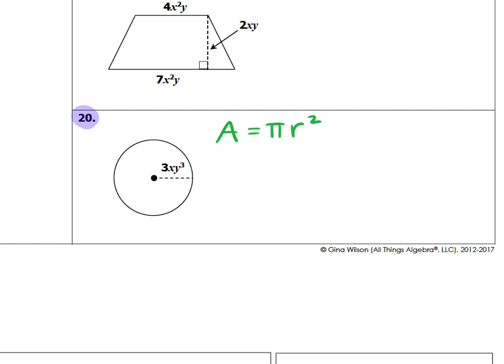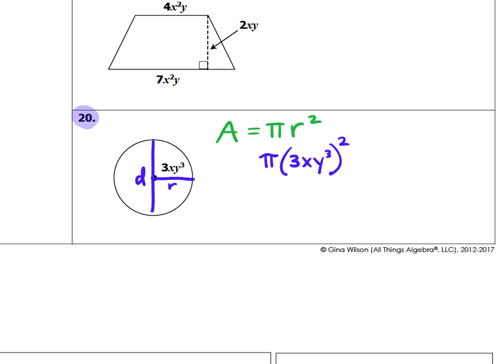And if you recall, in working with circles, the radius is the segment that goes halfway across. So that would be a radius. This whole thing would be a diameter. We don't need a diameter, we just need the radius. So this one is a little bit trickier because it's gonna be pi times your radius, that's 3xy cubed, and we're squaring that.